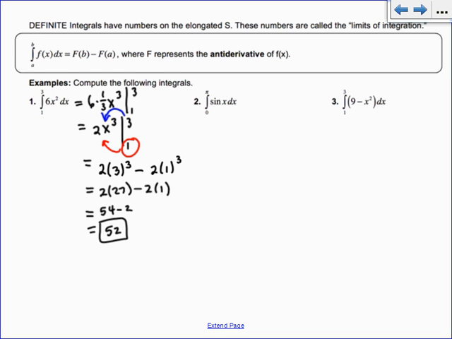So this is called a definite integral. Definite means that we have a definite answer in the end. We don't have that plus c, an indefinite answer. We don't have something where we don't know what the c is. We have found it.